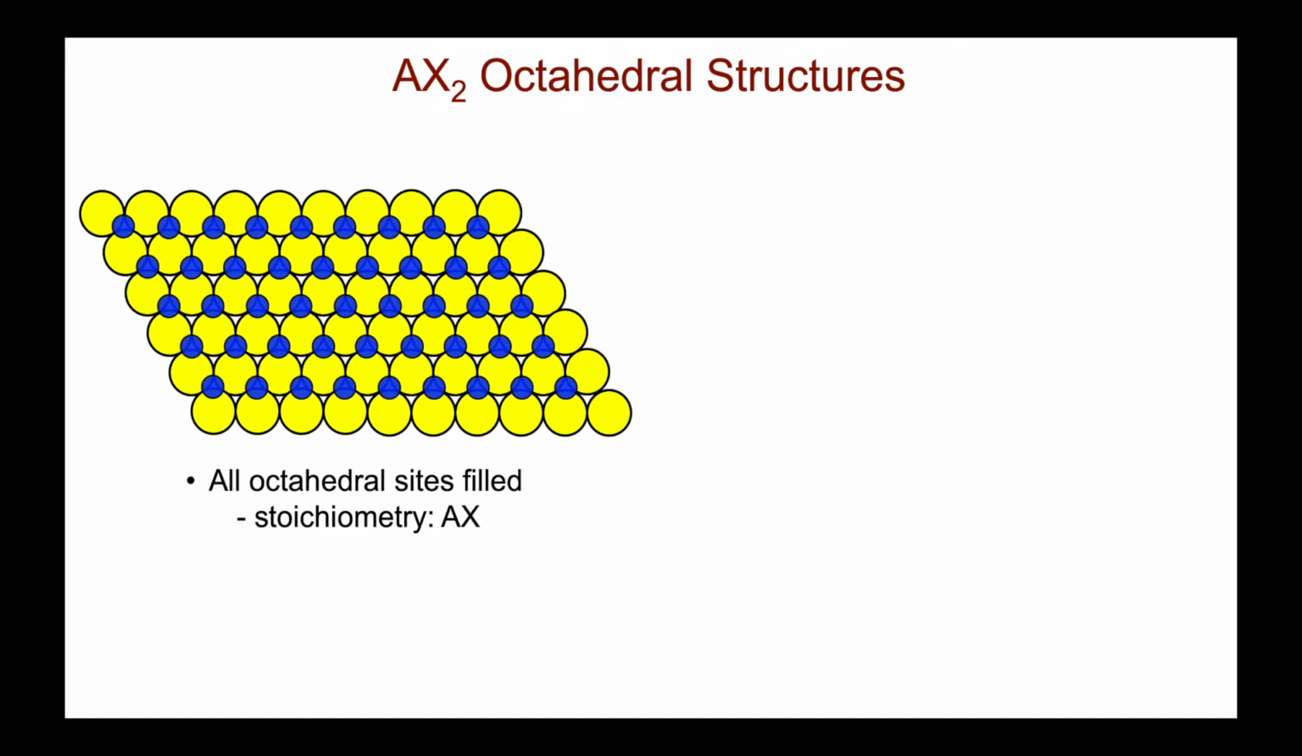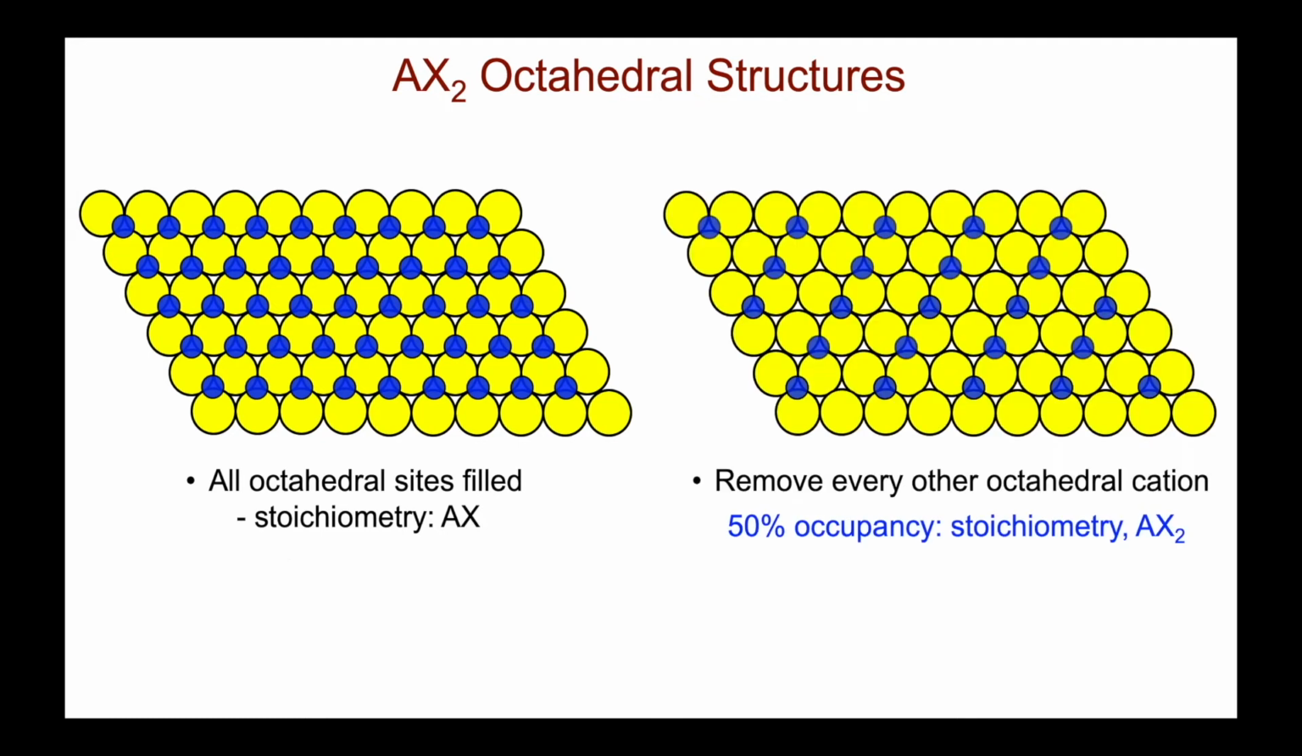So we'll begin with AX2 octahedral structures. Again, we're going to keep tetrahedral sites out of this. Here's our familiar picture where all of the octahedral holes are filled with a cation, and we know the stoichiometry of this system would be, like sodium chloride, AX. Now for AX2, we're going to remove half of those cations, and we'll do it in a logical way. We'll remove every other one from each line, and that is shown here. So here is my result of removing every other octahedral cation.